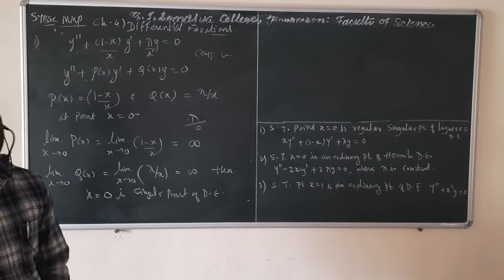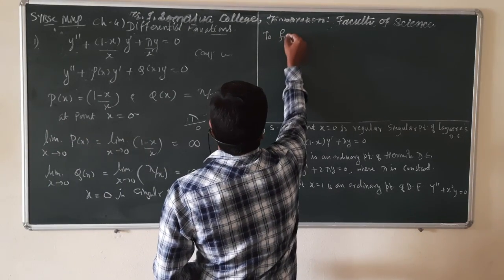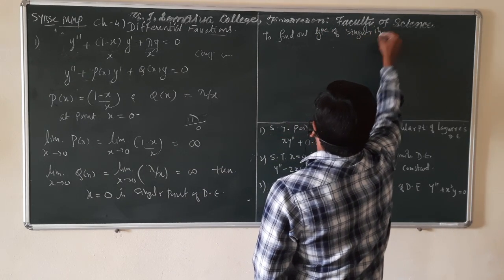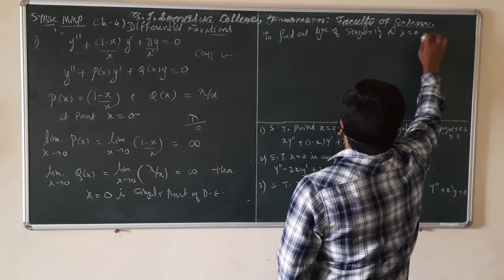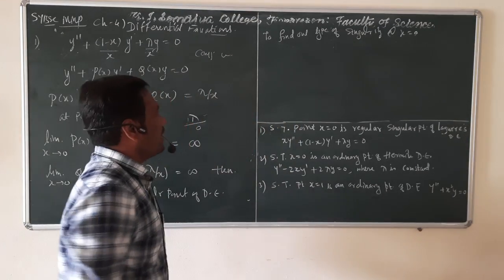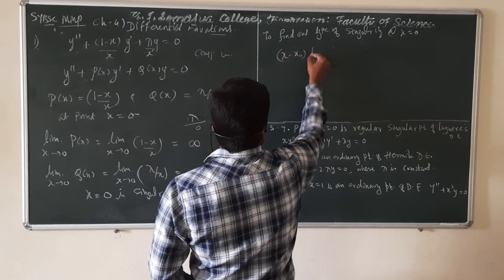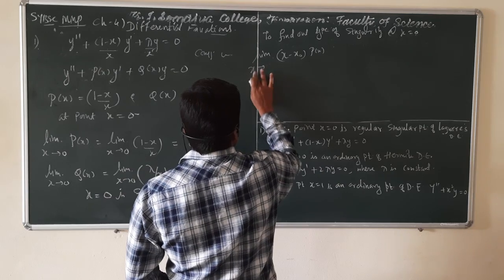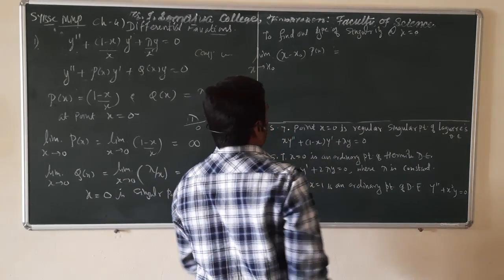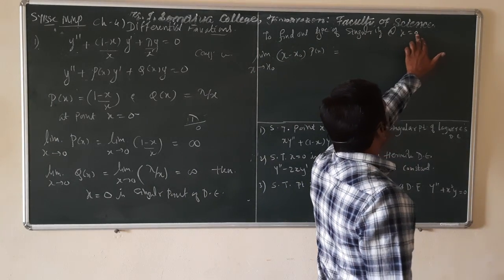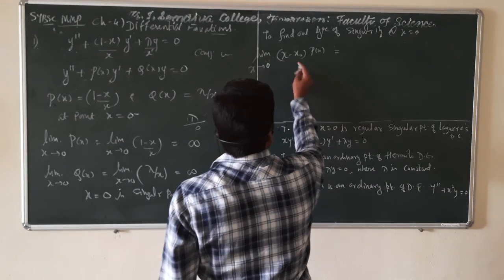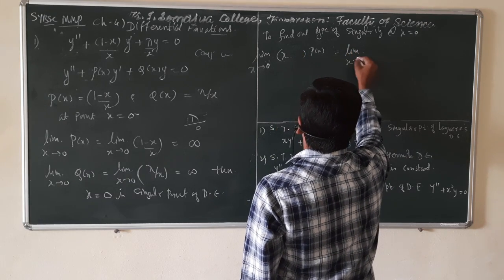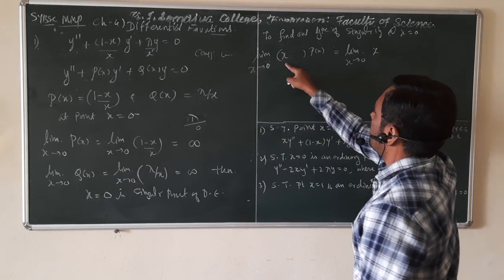Now to find out the type of singularity at x is equal to 0, how do we do it? We take limit as x tends to x0 of (x minus x0) p of x. Now here x0 is 0, so that's why we take limit as x tends to 0. x minus x0 means x, since x0 is 0. So that is equal to limit as x tends to 0 of x multiplied by p of x.